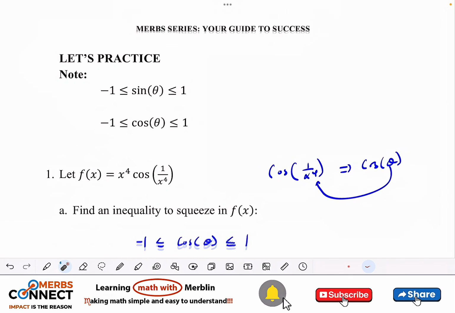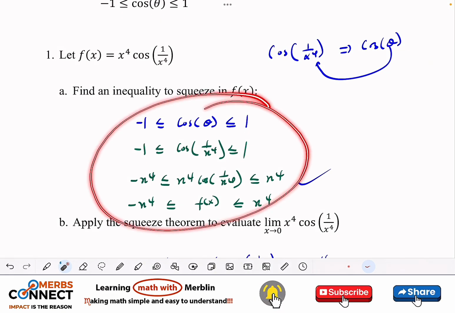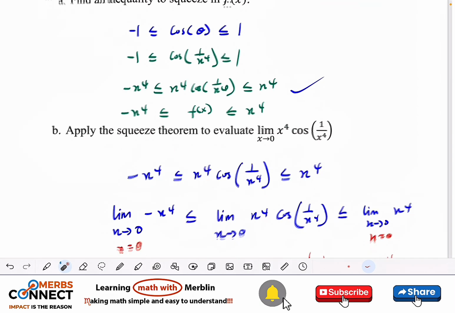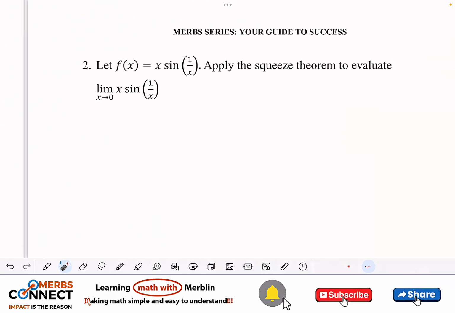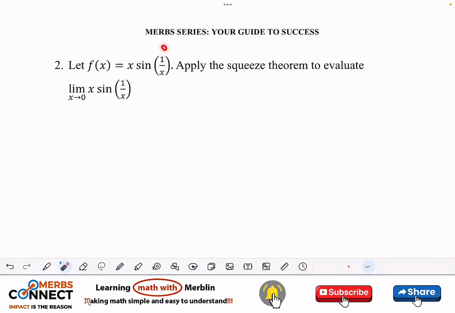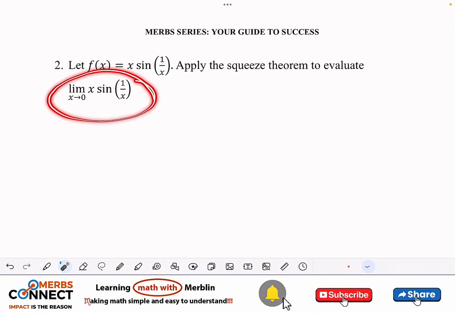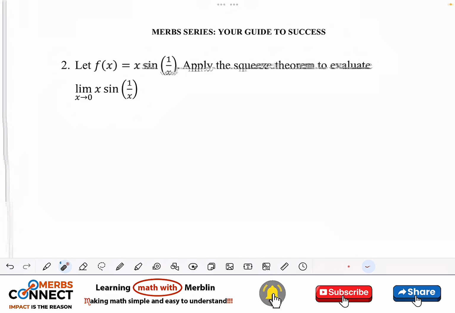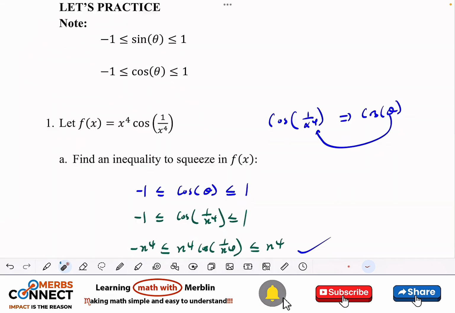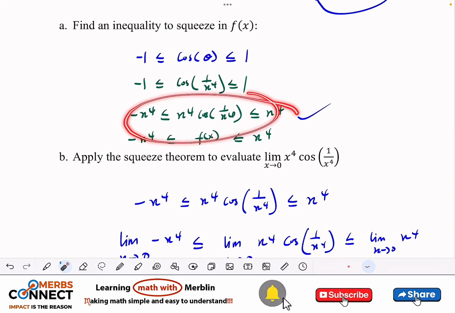So in the first example, we set up this. The question asked us to set up the inequality before doing this. But now with this one, the question is asking that if the function is this, we should apply the squeeze theorem to evaluate it. Since they've not given us something of this form, we need to form it.